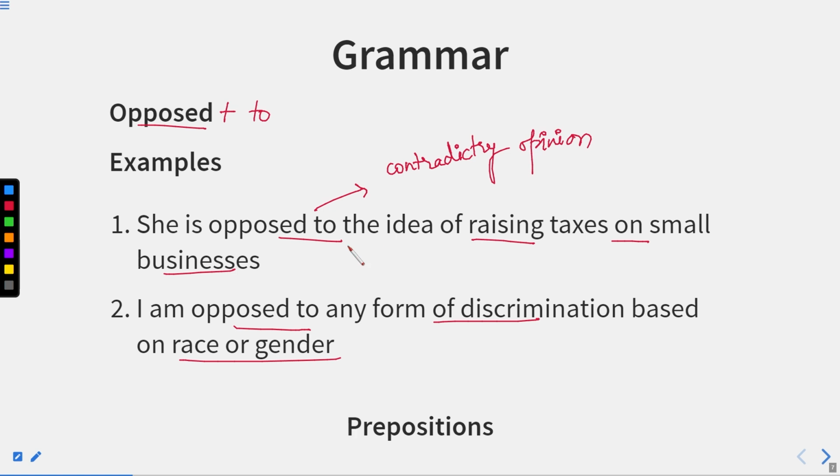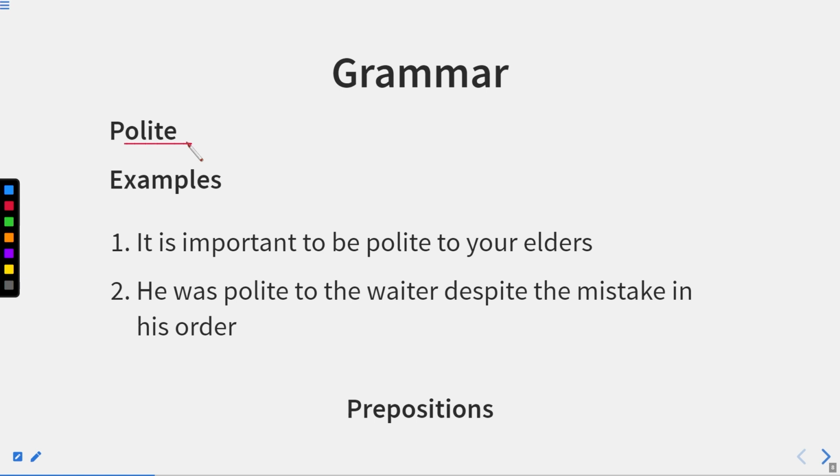Now let us move to the next one. Here we have a word polite. Now, polite means being very kind towards someone. So, whenever we use polite to, it means that we are polite towards a particular person or towards a particular action or towards a particular thing. For example, it is important to be polite to your elders. It means this is our duty, or this should be a desire, just to be polite to our elders. This should be, you can say, the fundamental right. He was polite to the waiter despite the mistake in his order.